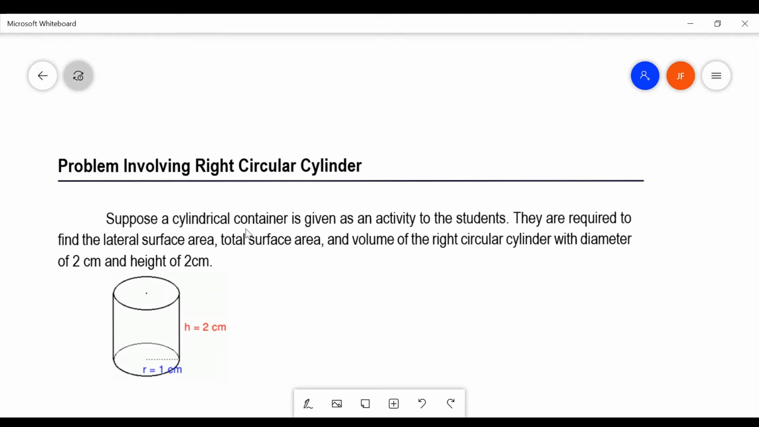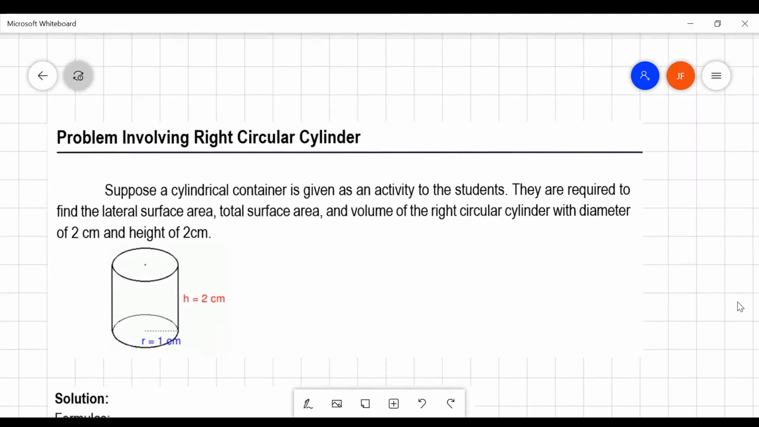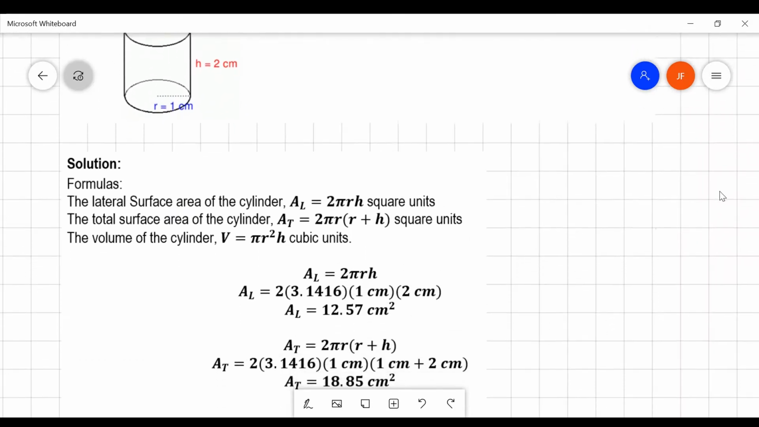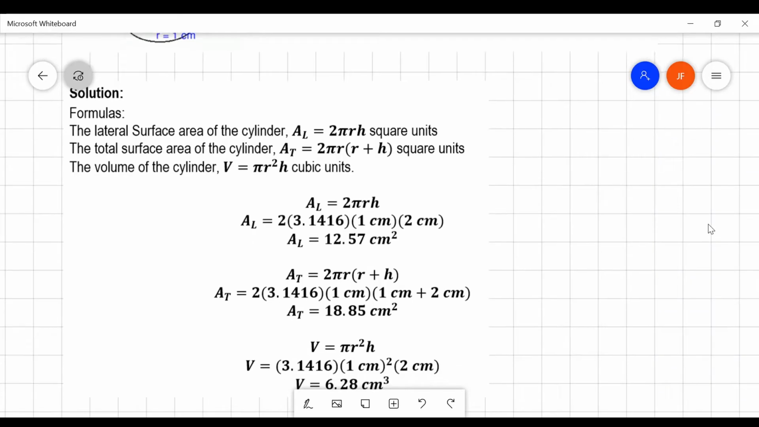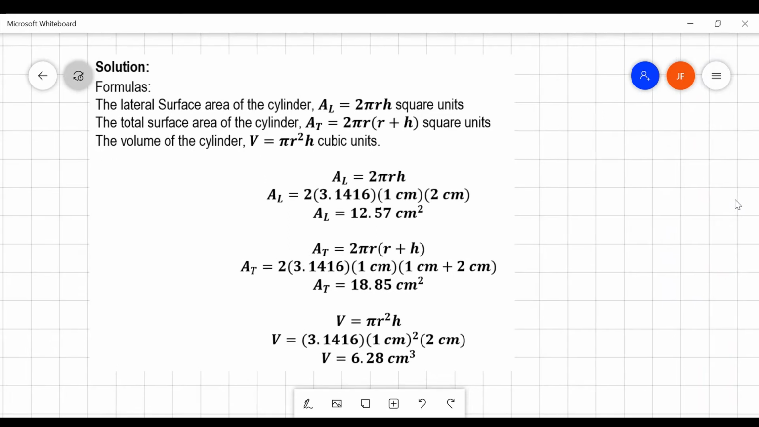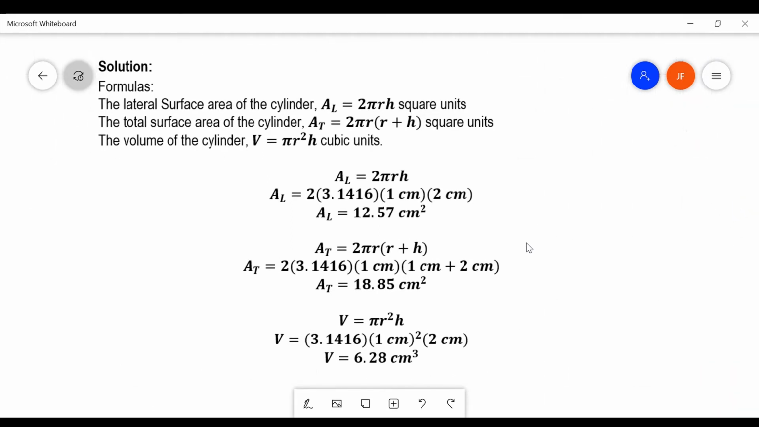Suppose a cylindrical container is given as an activity to the students. They are required to find the lateral surface area, total surface area, and volume of the right circular cylinder with a diameter of 2 centimeters and a height of 2 centimeters. Now for our solution, here are the formulas.